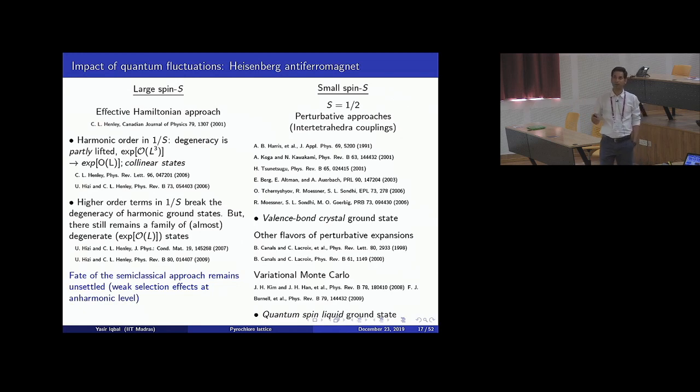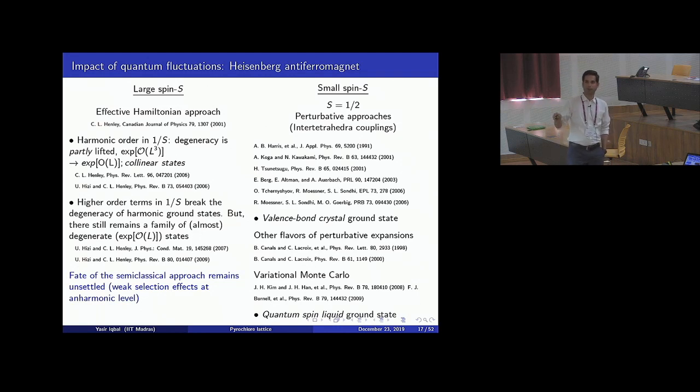In the small S limit, people have tried perturbative approaches, by which I mean they decouple the system into independent tetrahedra, say up tetrahedra, and start reconnecting them back in perturbation theory. But these approaches inherently involve symmetry breaking, and it's not a surprise that many of them have predicted valence bond crystal ground states. There are other flavors of perturbative expansions, by Berg, Altman and Burkov, Canals and Lacroix, and variational Monte Carlo approaches, which claim quantum spin liquid behavior. But nonetheless, none of these are exhaustive. People have tried a few variational wave functions and argued based on energetics which one is good. So both the large-S and the small-S limits in the pyrochlore remain an open problem.